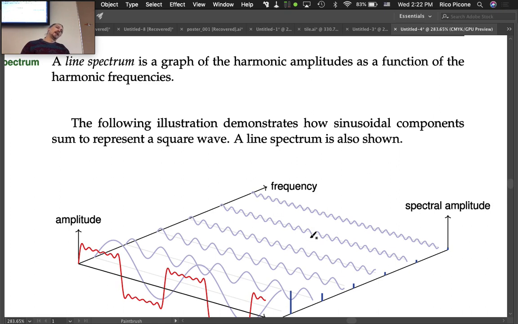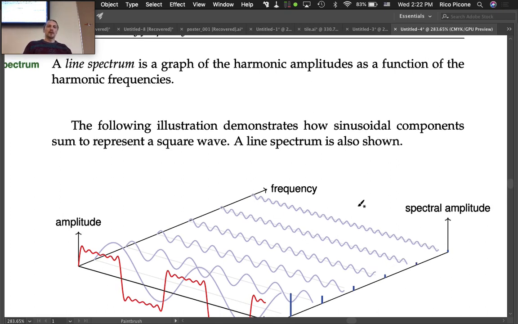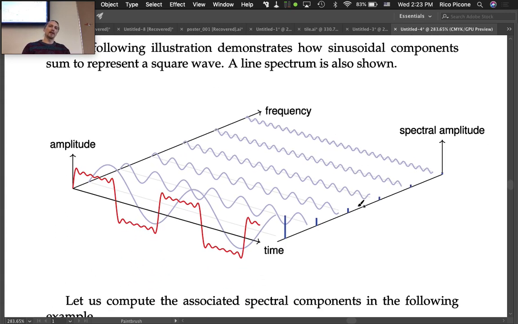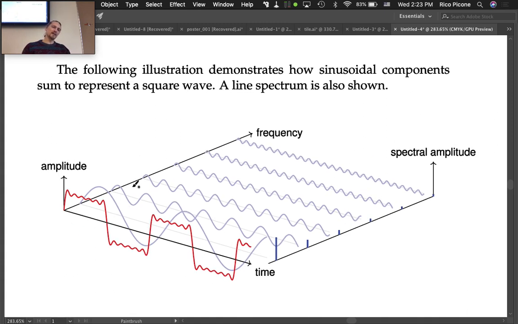Cool. A line spectrum is a graph of the harmonic amplitudes as a function of the harmonic frequencies. Okay? And the line spectrum is where we start to really get into frequency domain thinking. So the following illustration demonstrates how sinusoidal components sum to represent a square wave. A line spectrum is also shown. So let's take a few minutes and just really dig into this graph, this representation. There's a lot going on here.